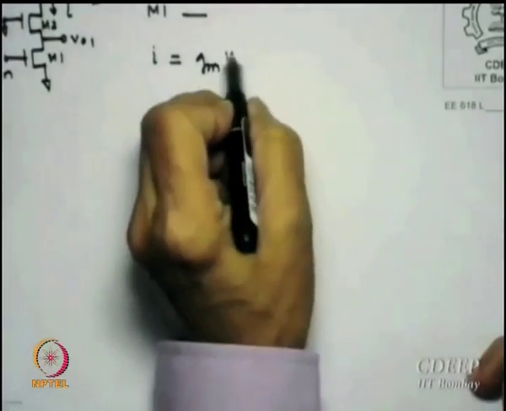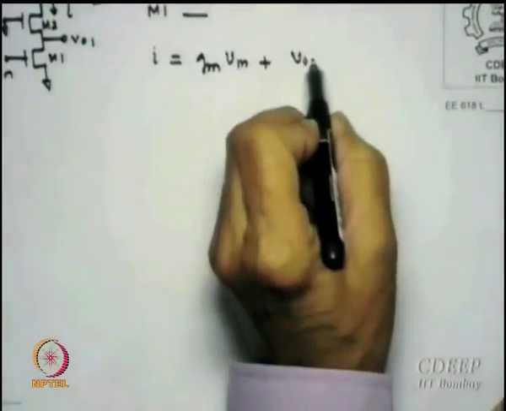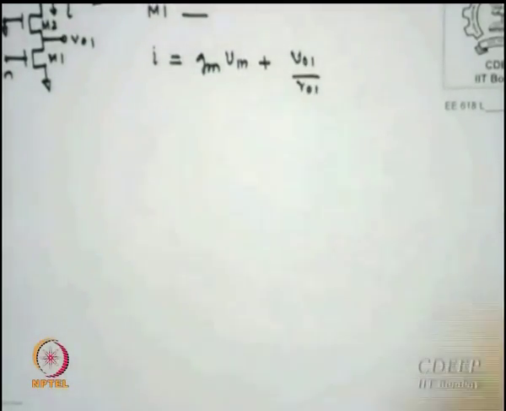gm1 VIN, plus vo1 by ro1. Equivalent circuit, 2 current sources, 1 gm, other V by R, so 2 current sources in parallel, that is the net current at the drain side. Is that clear?